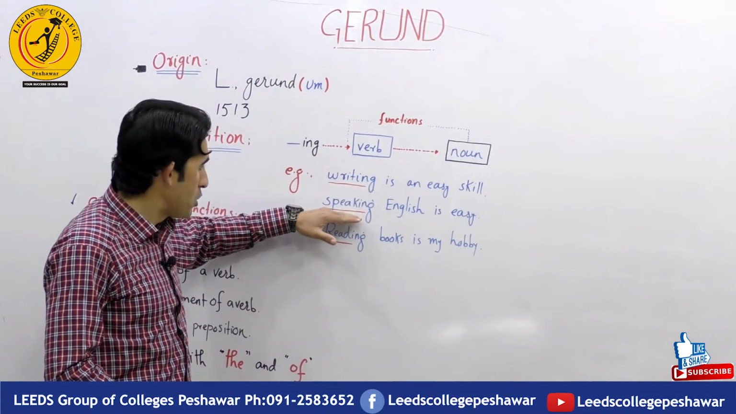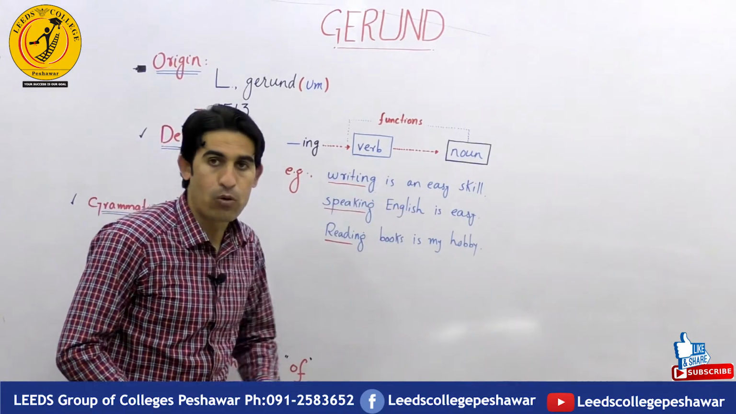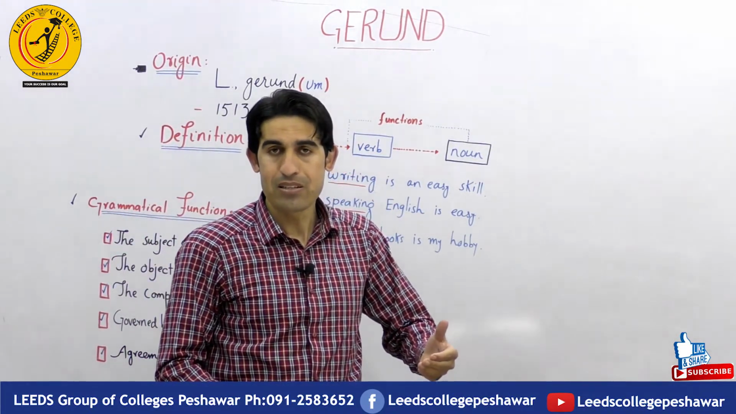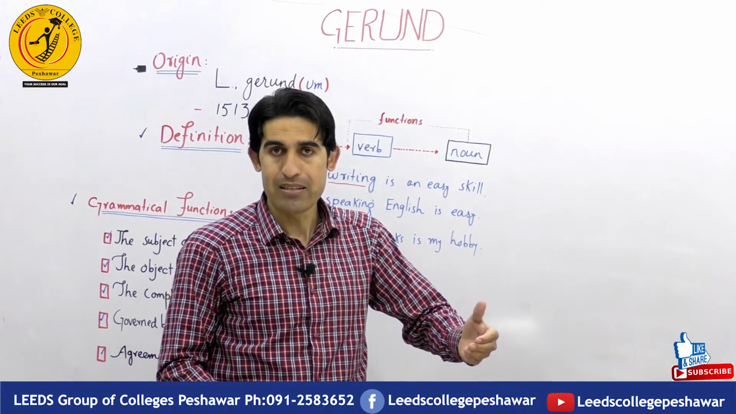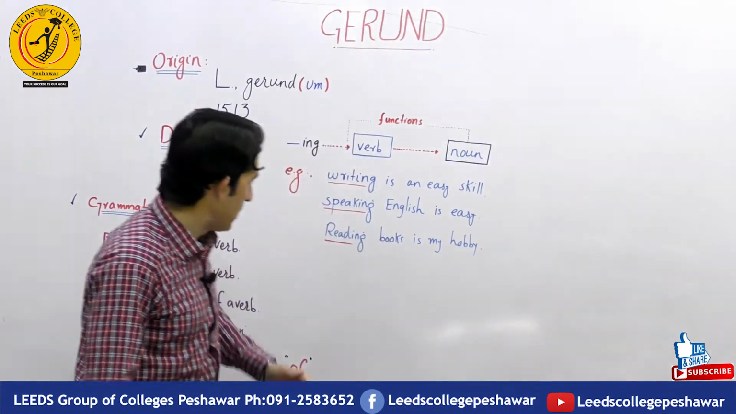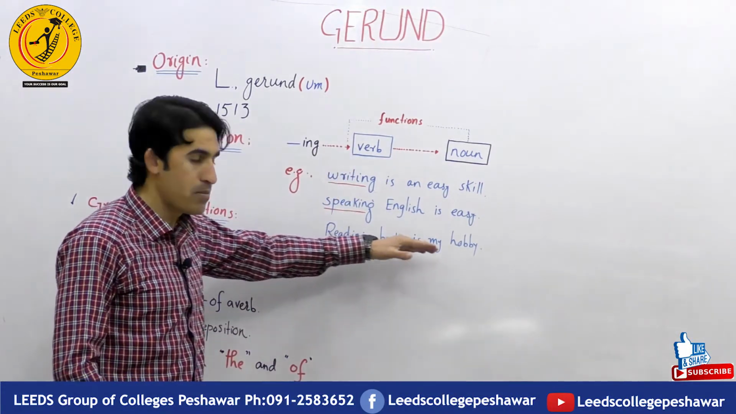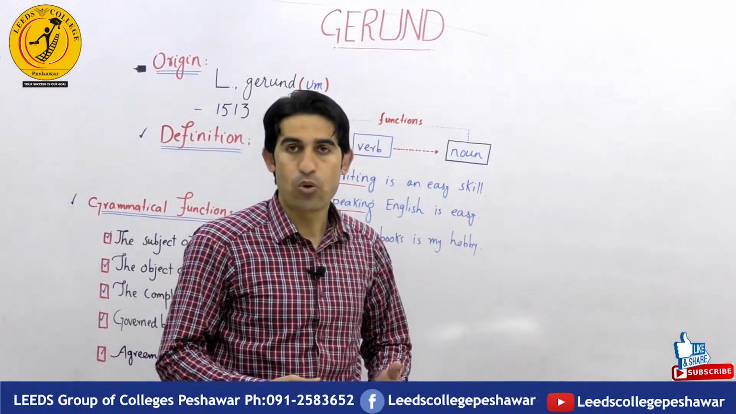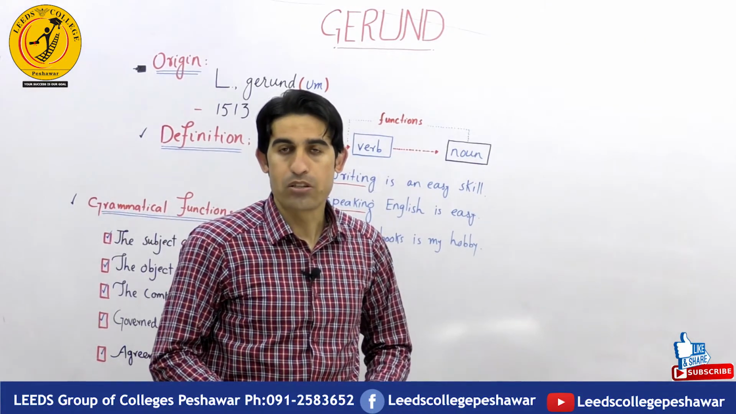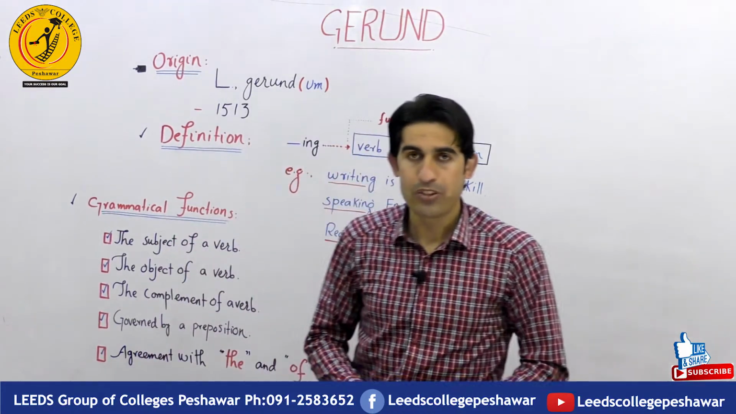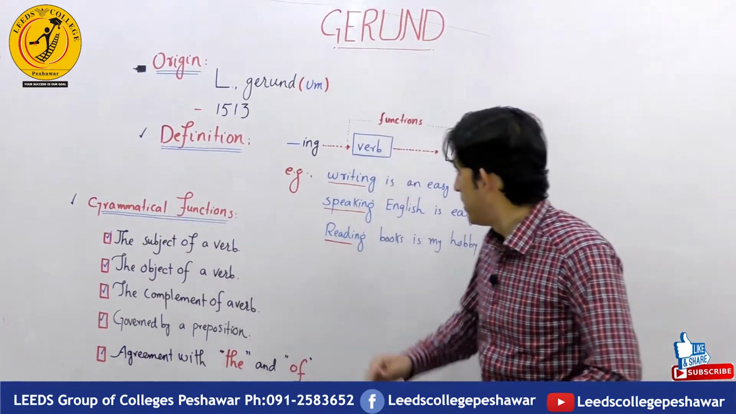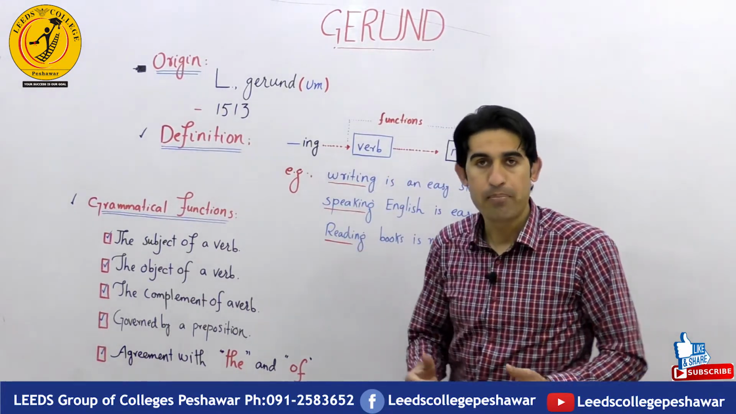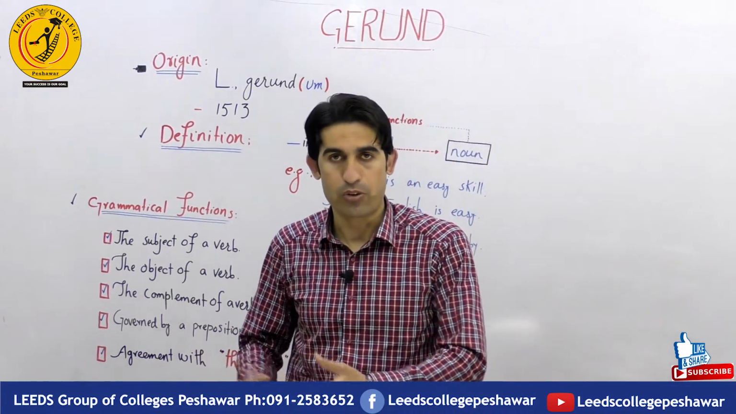Number next, speaking English is easy. Now we have speak in ing form is the speaking, but in this sentence speaking functions as a noun is called gerund. Number next, reading books is my hobby. Now reading is used as a subject and it also functions as a noun. This is called gerund. We have three gerund in these cases. Number one, writing, speaking and reading, and many more examples we have in English literature.